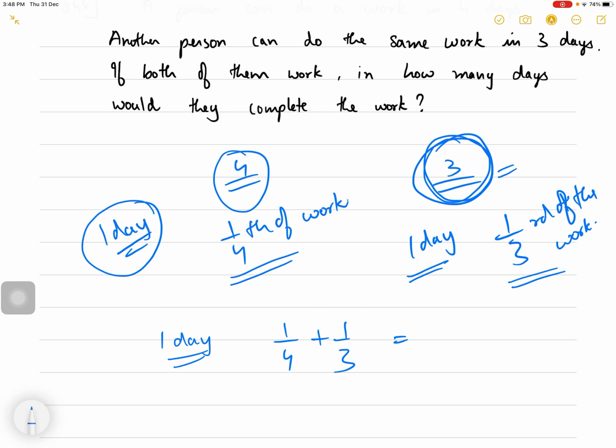Let's see that. So make the denominator same. So 1/4 plus 1/3, 3 plus 4 divided by 4 into 3 comes to 12. So that means 7 by 12. So they can do 7 by 12 of the work. So in one day they will complete 7 by 12 of the work. Okay.